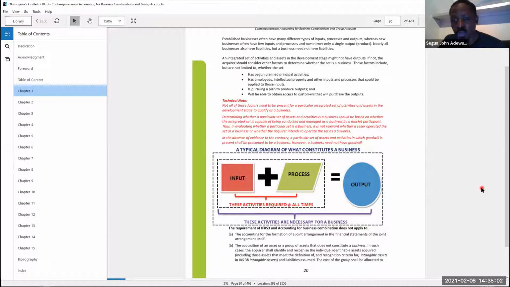But when you acquire the input of a company and you also acquire the process, it is already a business combination, even if there is no output at the moment. So that is my contribution to it. Who else?